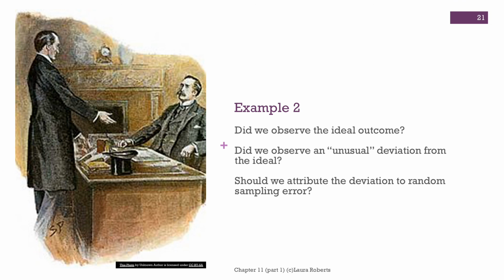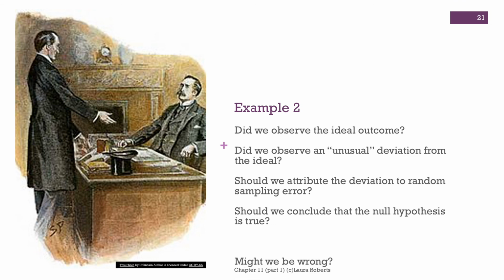So should we attribute the deviation to random sampling error? Well, I'm not comfortable doing that. A score of 88 or 112 is probably not due to a random sampling error. Should we conclude that the null hypothesis is true? I would conclude that the null hypothesis is not true. I would reject the null hypothesis in this case. And here again, we have a hard time letting go of our precious hypotheses and rejecting that hypothesis. But this is the safest route in this situation.